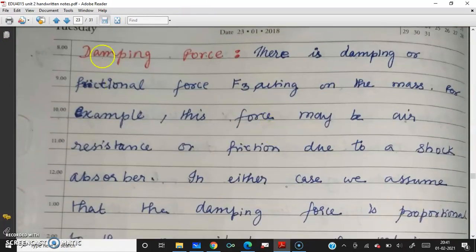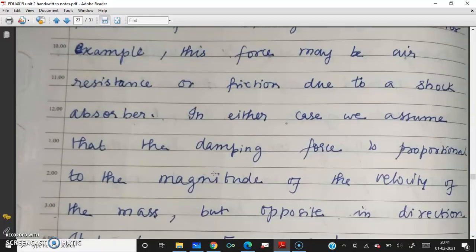Now next is the damping force. What is a damping force? There is a damping or frictional force F3 acting on the mass. For example, this force may be air resistance or friction due to the shock absorber. Beyond the gravitational force and the upward restoring force, one more force is known as the damping force, that is nothing but friction. The air also acts as friction for the spring balance. That is known as air resistance or friction due to the shock absorber. It's moving up and down, the shock absorber.